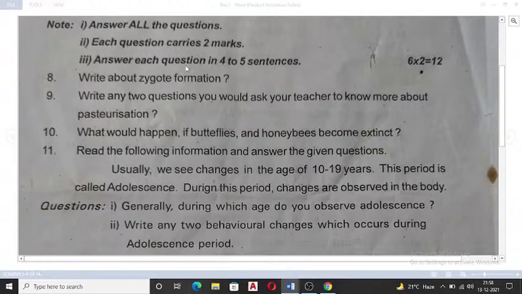Write about zygote formation, how zygote is formed. Anyhow, this is out of the SA-1 portion. I can say it is included in your FA, but also in your project and all. But still, how is zygote formed?